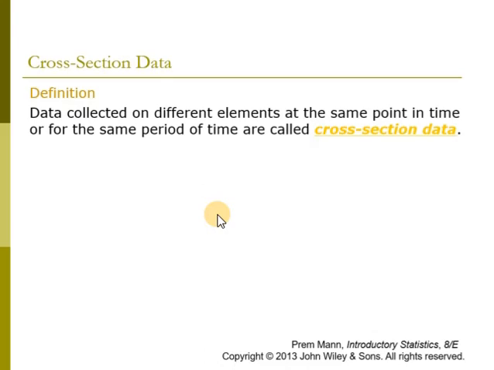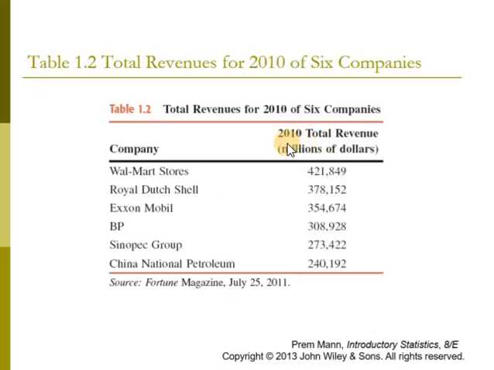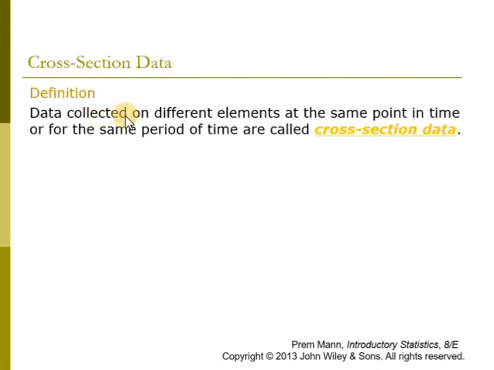Then for the data, you have cross-section, you have time series, or even panel data. So what is cross-section data? The data collected on different elements at the same point in time or for the same period of time are called cross-section data. This is the example: the 2010 total revenue for all the companies here. This is called cross-section data because you have one period here, which is 2010, for 6 companies. Data collected on different elements, which are different companies, at the same point, 2010, in the same period.